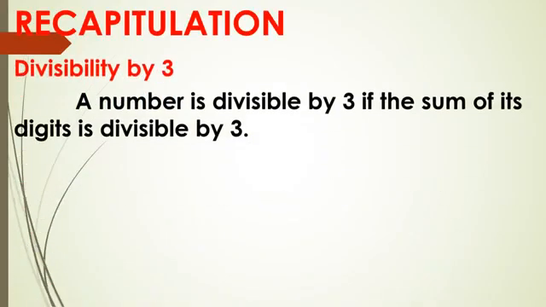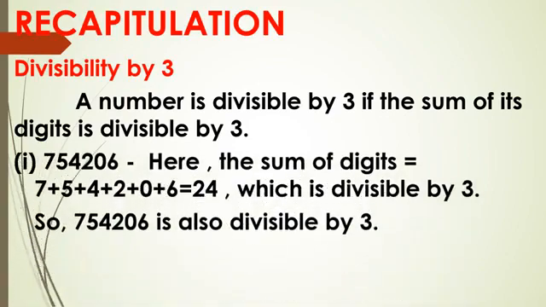Recapitulation. In recapitulation, first of all, we have done divisibility by 3. A number is divisible by 3 if the sum of its digits is divisible by 3. We will add all the digits, and if the sum is divisible by 3 without any remainder, that means the complete number is divisible by 3. One example I have done.